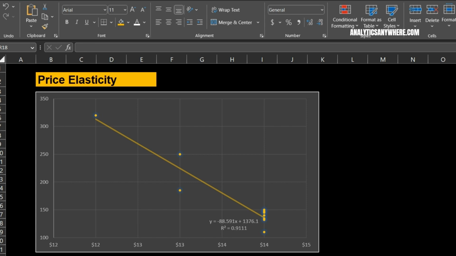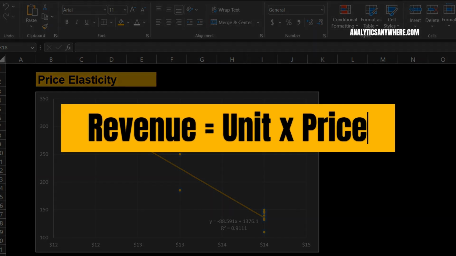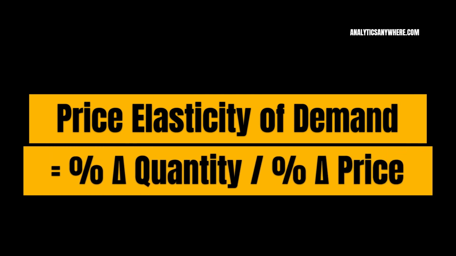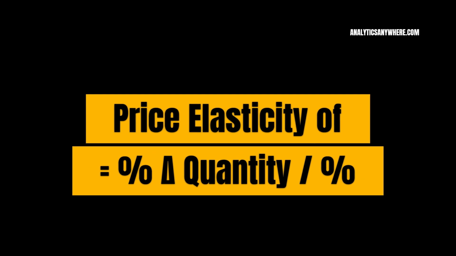A few high-level formulas that you will use a lot in a pricing model include: revenue equals units multiplied by price. Revenue minus expenses equals profit. And price elasticity of demand is equal to the percentage change in quantity divided by the percentage change in price.